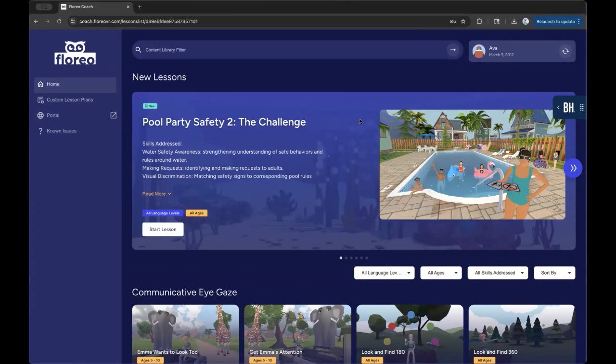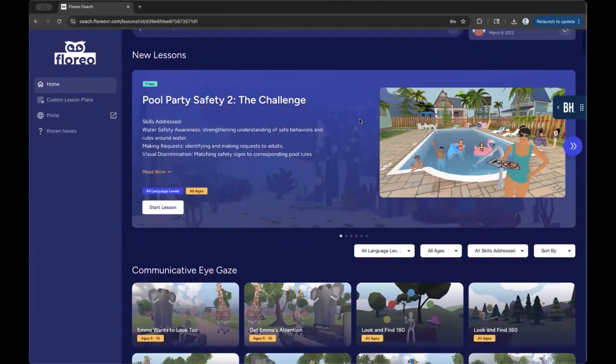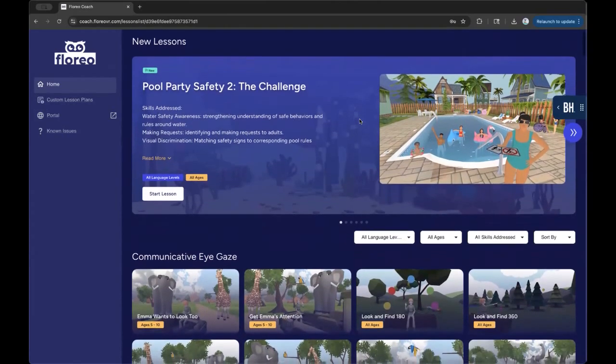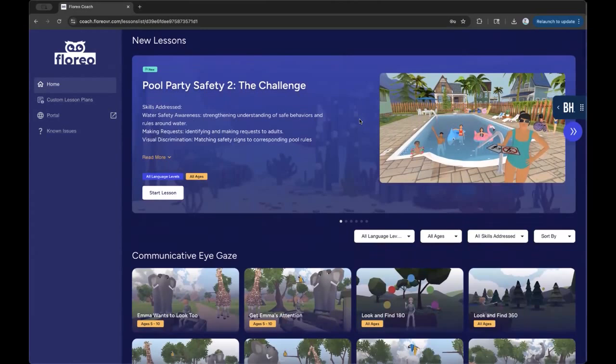With the new browser-based setup, coaches no longer need an iPad to guide sessions. Whether you're on a desktop, laptop, or tablet, you can now run Floreo directly from your browser, making setup simpler and more flexible than ever.